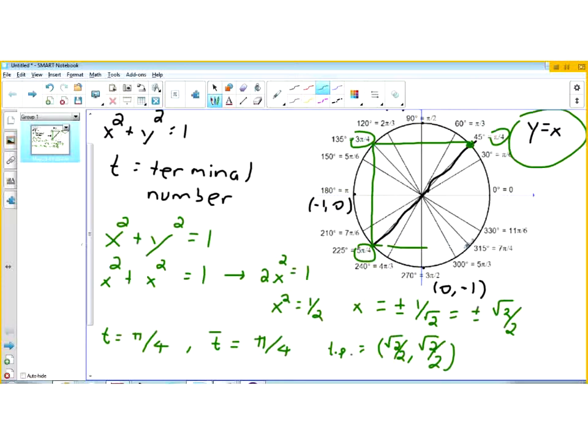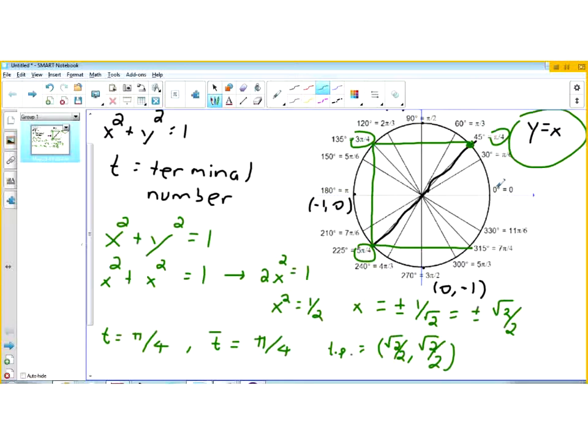And then you can use symmetry to calculate the coordinates of the terminal point for 5 pi over 4, and then you can use symmetry to calculate the coordinates of the terminal point for 7 pi over 4, knowing that this is a perfect square inscribed in a unit circle. So you can proceed that way. Just to clear up any confusion.